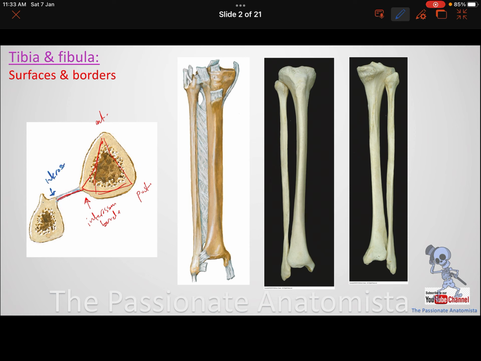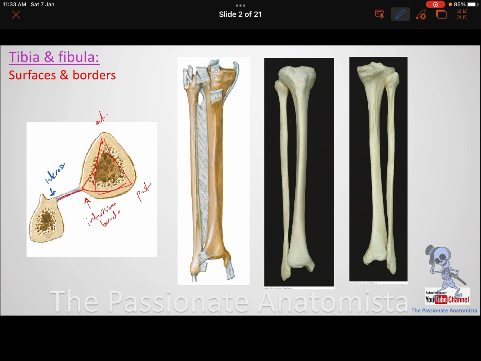Now how can I remember the surfaces of the bones? It's very simple. First of all, the interosseous border: let's say this is the right tibia of a patient. Because this is the medial bone, its interosseous border is going to be a lateral border. So the other name of the interosseous border for the tibia would be the lateral border, and the opposite is true for the fibula. The fibula is a lateral bone, so its interosseous border, to attach to the medial bone, is going to be the medial border. This is the other name of the interosseous borders for both.